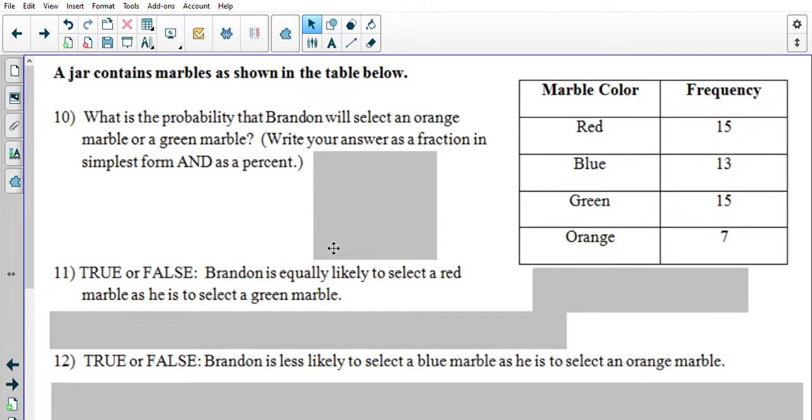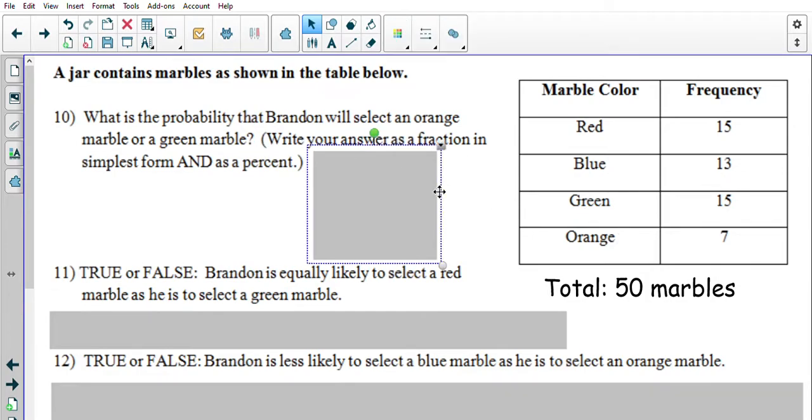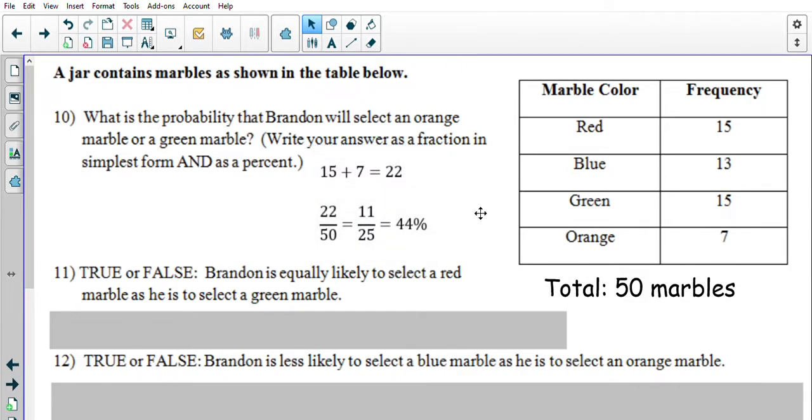Well, we need to figure out how many total marbles we have. So we add 15, 13, 15, and 7. That will get us a total of 50 marbles. So if we're looking at orange or green, we're going to add 15 and 7 together to get a total of 22. 22 out of 50 reduces to 11/25. That is 44%.